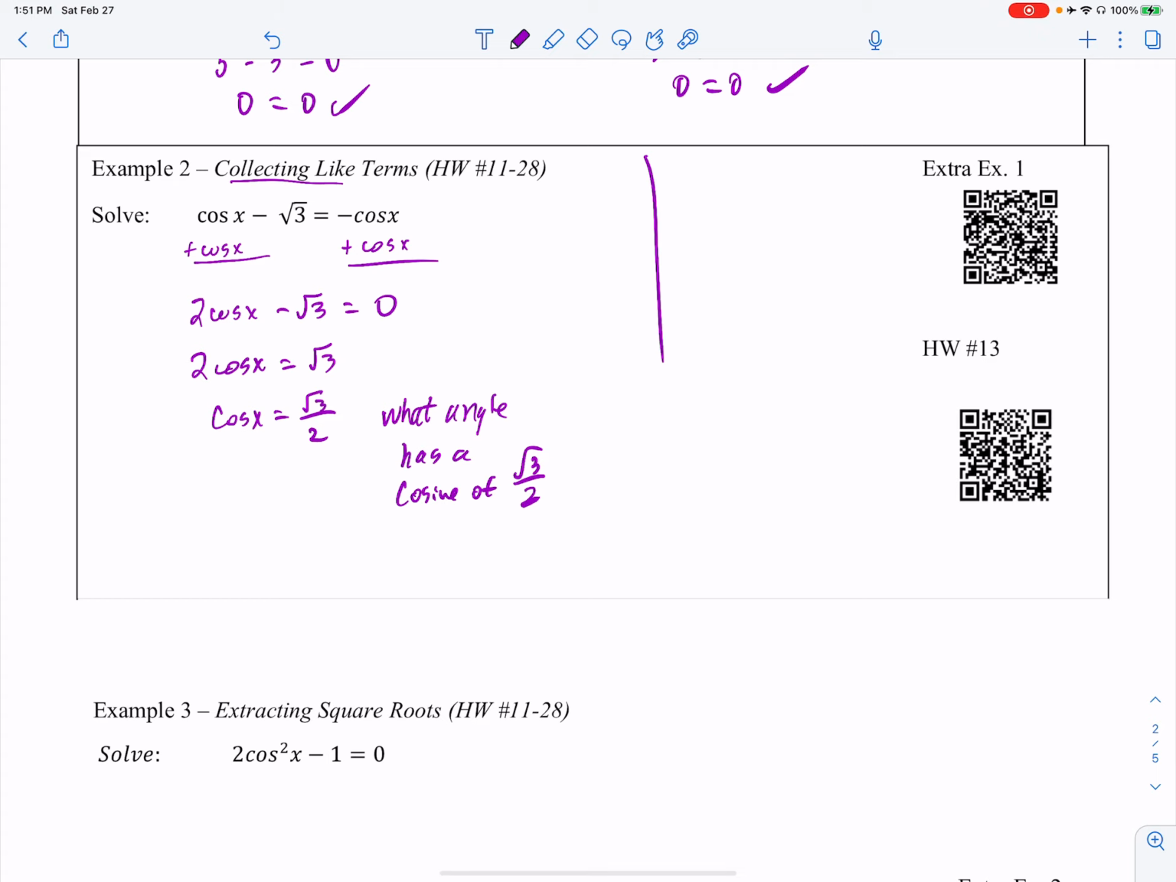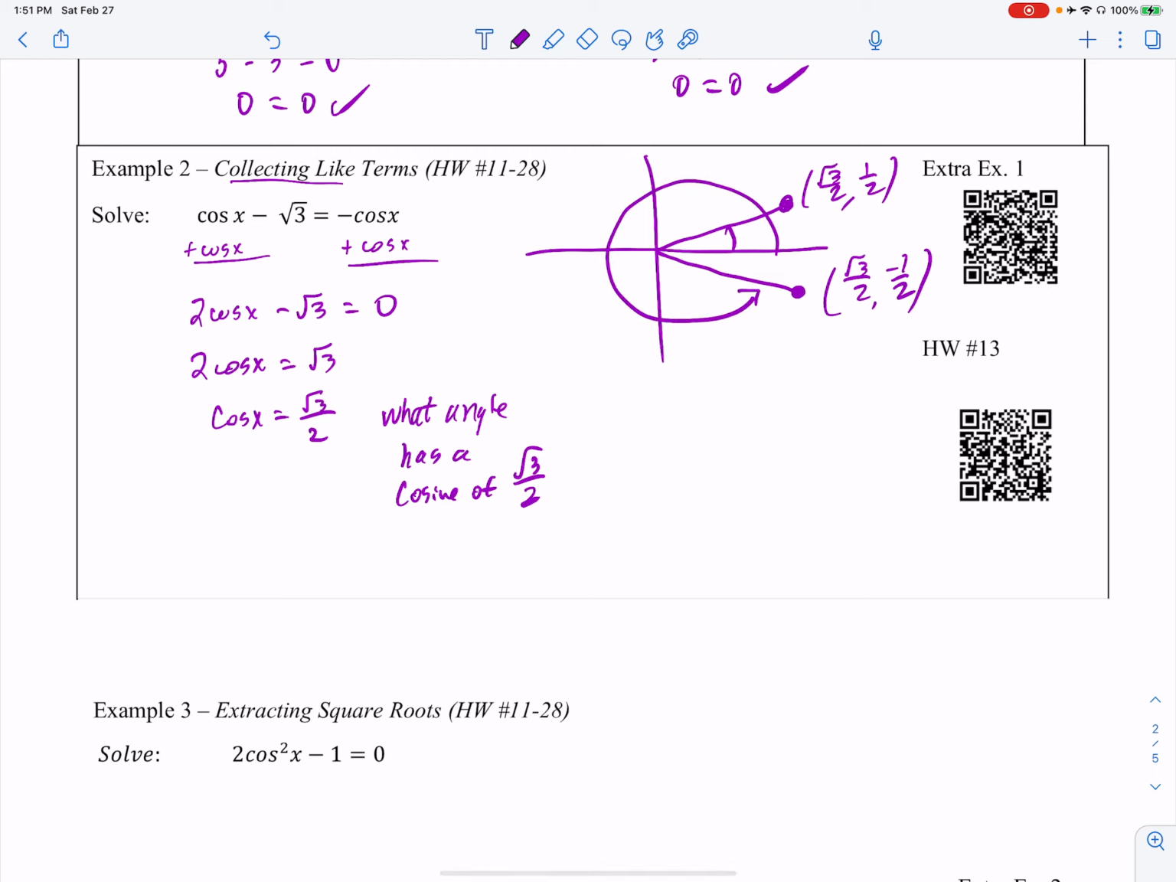And so what I'm thinking is cosine deals with x, so that's quadrants 1 and 4. And it's root 3 over 2 at pi 6. Because on the unit circle, the x-coordinate at pi 6 is root 3 over 2. And that's true also in quadrant 4, that we get a positive root 3 over 2, but down 1/2. So the angle of pi 6, or the angle of 11 pi 6, is where cosine's root 3 over 2.